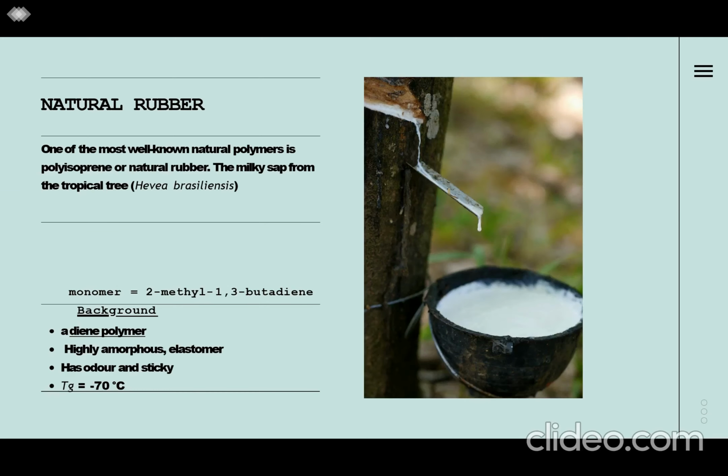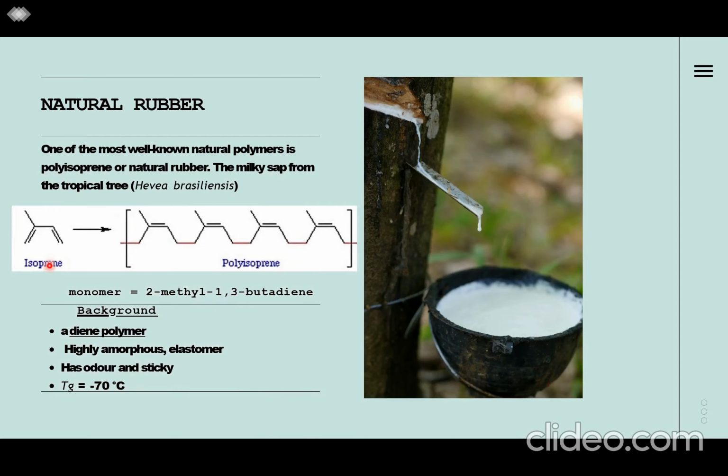We have looked into many natural polymers previously, such as DNA, RNA, protein, cellulose, starches and so forth. One of the most well-known natural polymers is polyisoprene or natural rubber. The milky sap can be extracted from a tropical tree named Hevea brasiliensis. Let's take a look at its structure. Obviously, polyisoprene comes from an isoprene monomer. We can see that it consists of diene, meaning to say that it has two double bonds in the backbone.